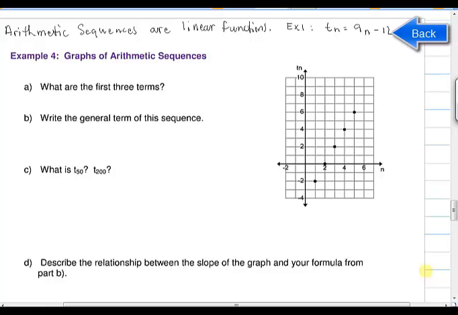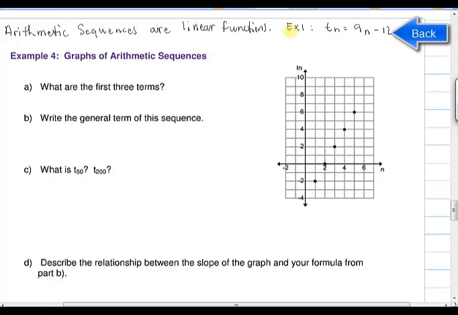Example 4, graphs of arithmetic sequences. So we're going to take a look at the graph of an arithmetic sequence. Before we do that, I just want you to know that arithmetic sequences are linear functions. That means that when we graph, we should get a straight line.